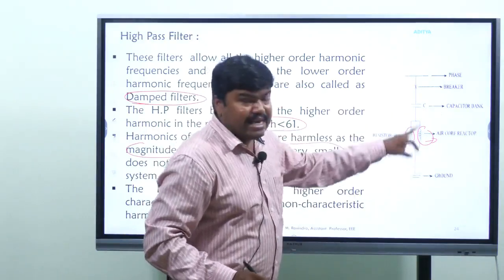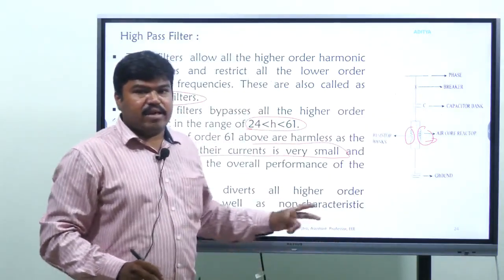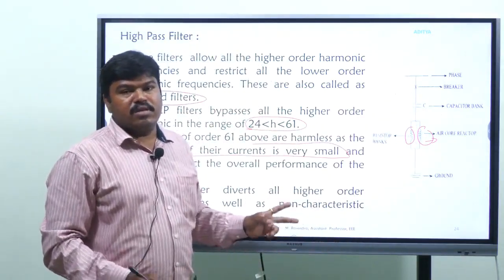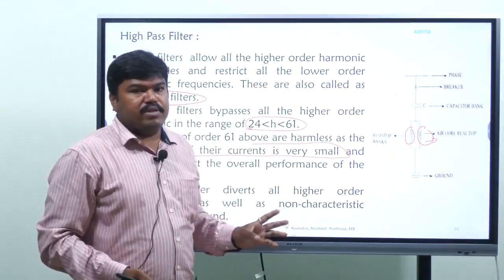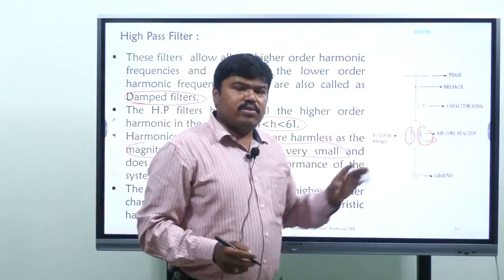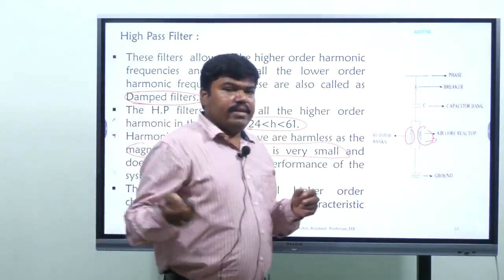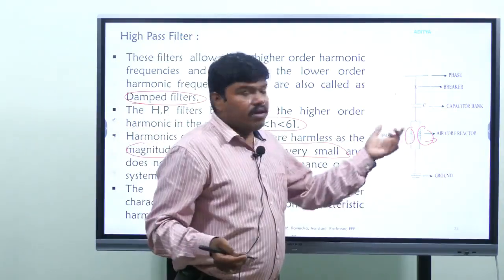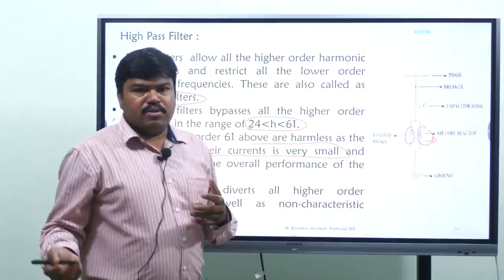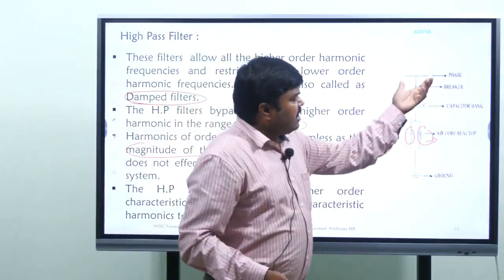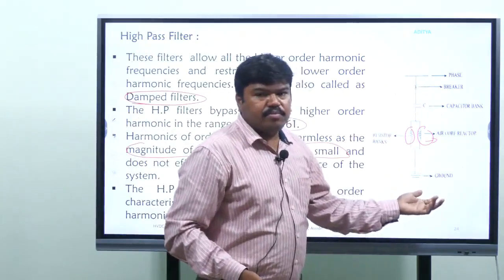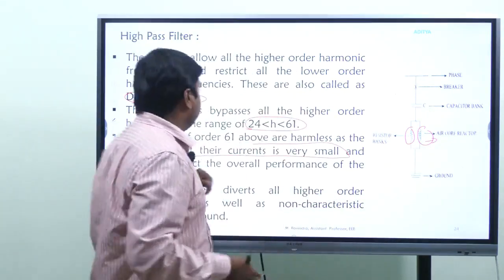The HP filter diverts all characteristic as well as non-characteristic harmonics to the ground. Characteristic harmonics are odd harmonics, and non-characteristic harmonics are even harmonics. Even harmonics are 2, 4, 6, 8. Odd harmonics are 3, 5. It diverts both to the ground, providing a low impedance path.